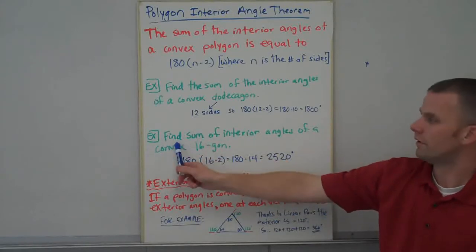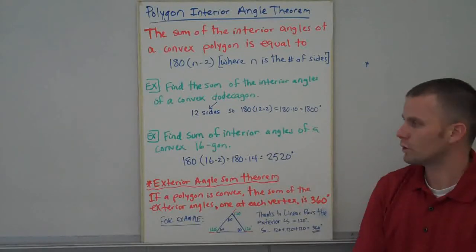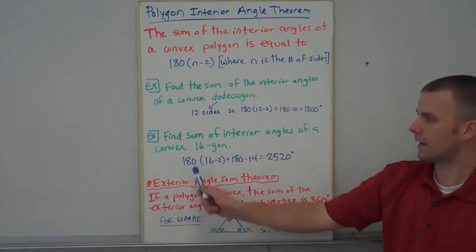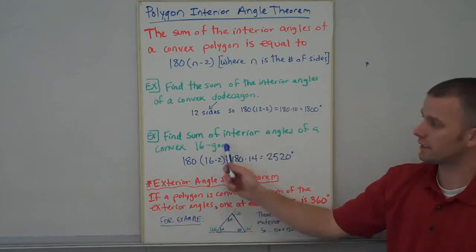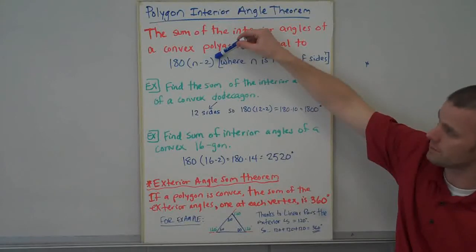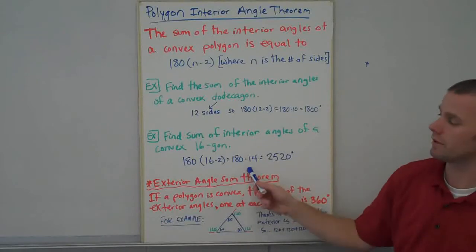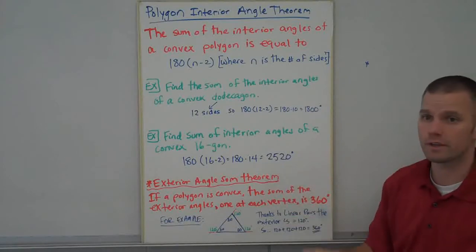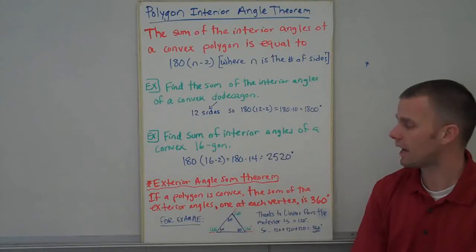A second example, find the sum of the interior angles of a convex 16-gon. Remember, once we get past 12 sides, we don't have specific names for those types of polygons, so we write down the number of sides and then just dash gon. So a 16-gon. Since it's convex, we can use our same formula, 180 times n minus 2. So substitute in the 16, do the subtraction. 180 times 14 tells us that there are 2,520 degrees total for all the interior angles of that 16-gon.